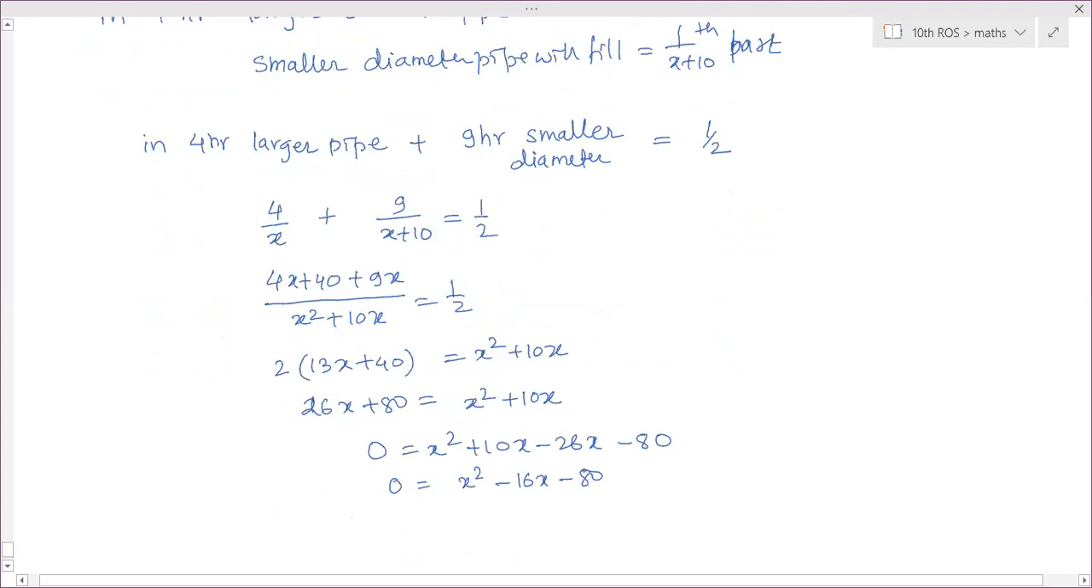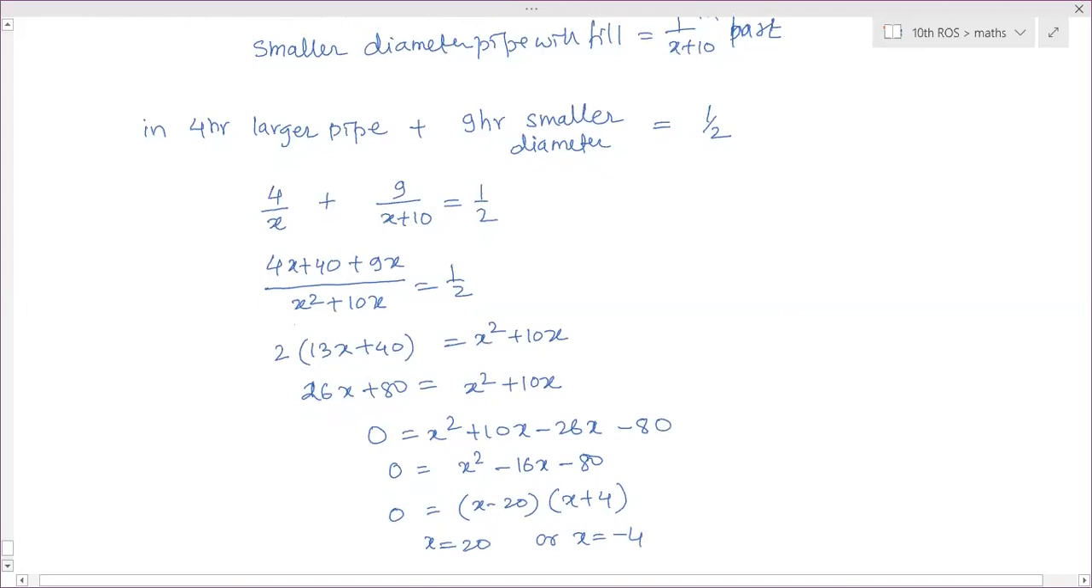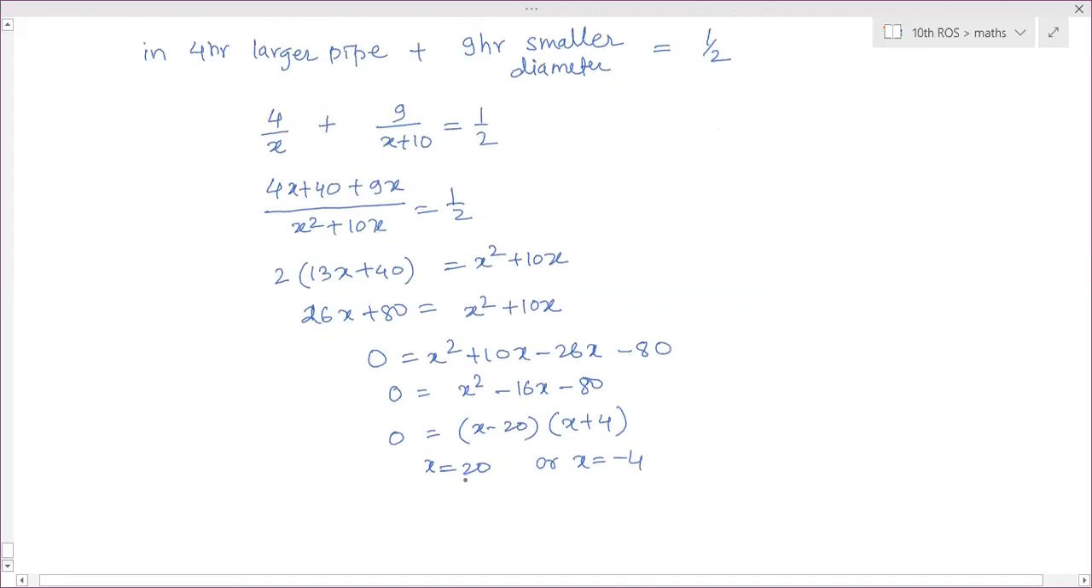So it is, 80 is 20 and 4. So (x − 20) and (x + 4) is equal to 0. So x is equal to 20 or x is equal to minus 4. Time cannot be negative. So the value will be 20 hours.